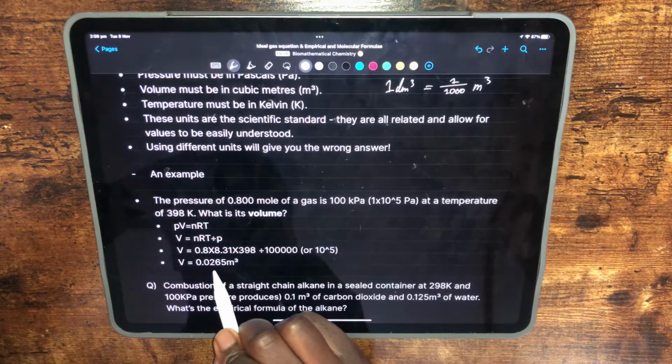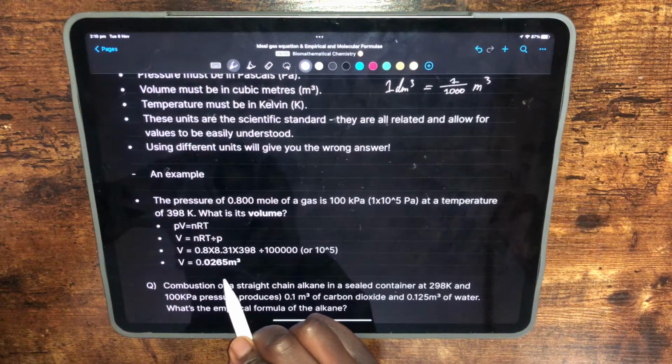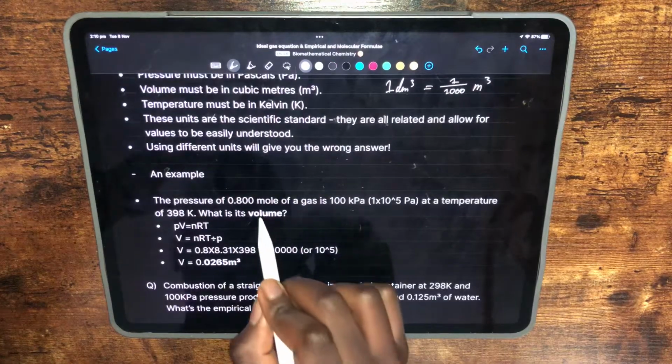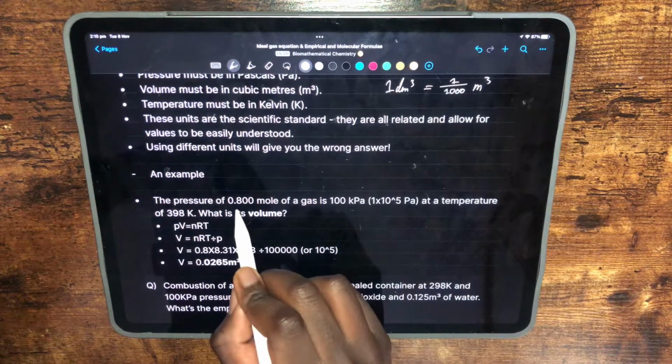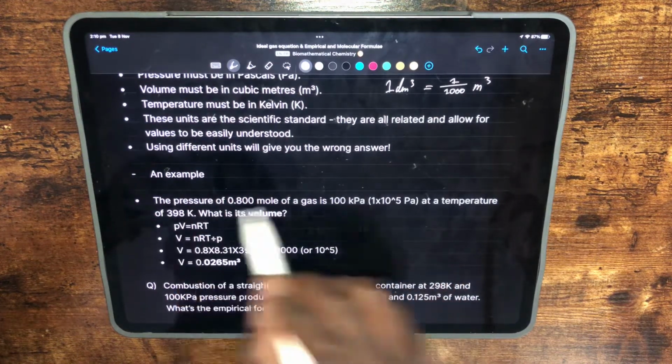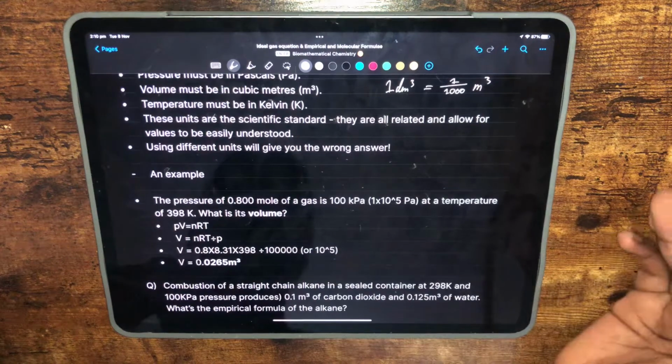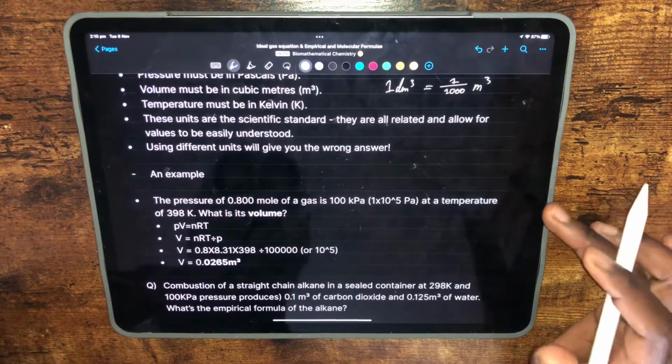Notice how it's three significant figures, because all of our values in the question, the minimum one is three significant figures, three significant figures, three significant figures, and three significant figures. So our answer's minimum significant figures must be 3.